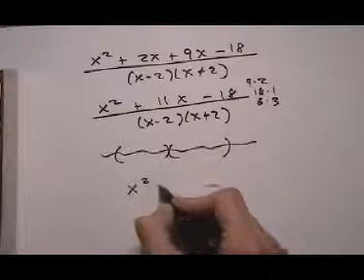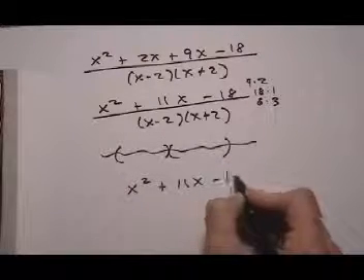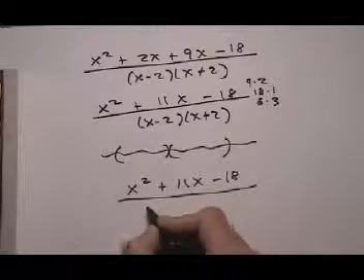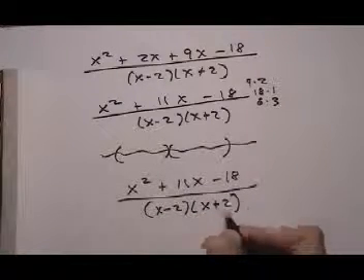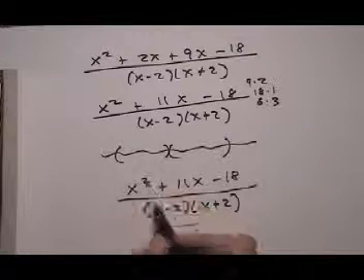So our final answer would be x squared plus 11x, take away 18, all over the common denominator x take away 2, x plus 2. And you can also write this multiplied out on the bottom.